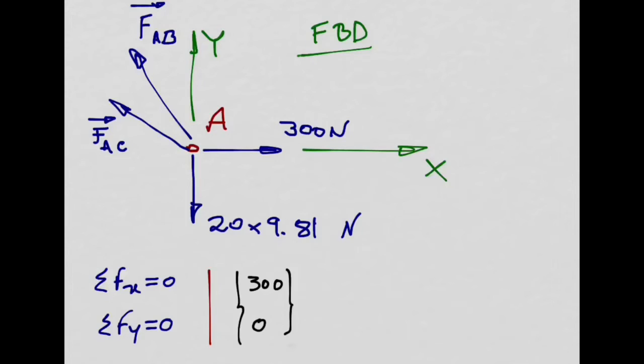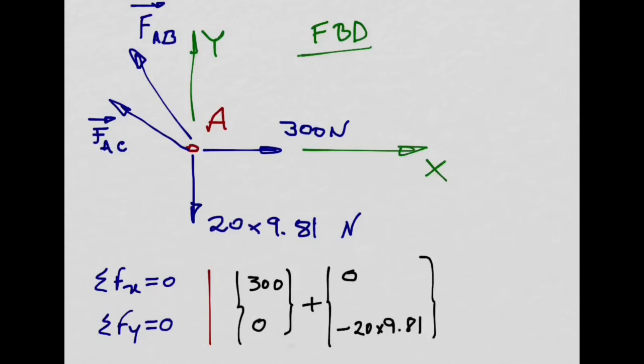The second vector I'm going to consider is this one, the weight. So I'm going to add this weight vector. And this weight vector has a component in the y direction only. But is it going to be positive or negative? Negative, because the direction of this vector is opposite to the coordinate axis y. So the x component of this force is 0, and the y component is minus 20 times 9.81.